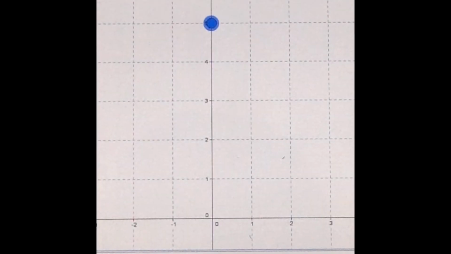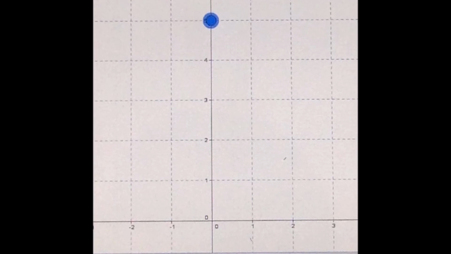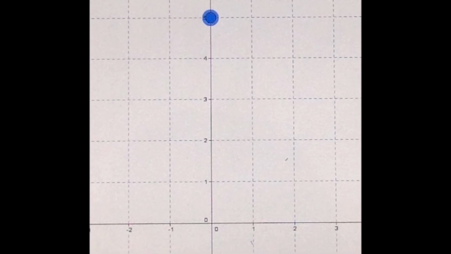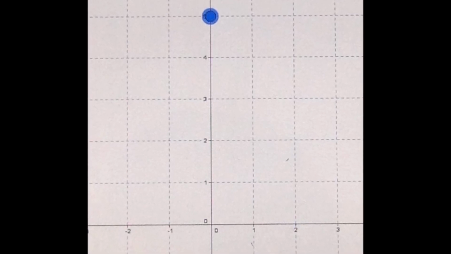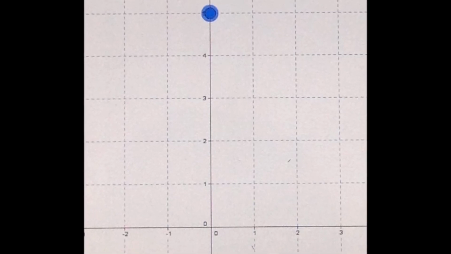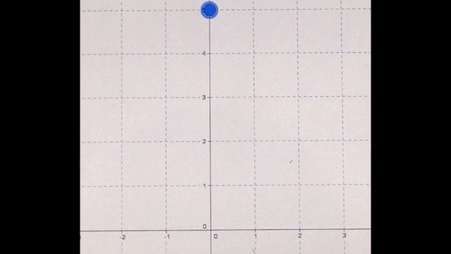Next, I'm going to show you a point sitting on the y-axis. However, we still need to find where the point is on the x-axis first. We can see that the point is directly above 0 on the x-axis, so our x value is 0. The point is sitting on the number 5 on the y-axis, so our point overall is 0, 5.